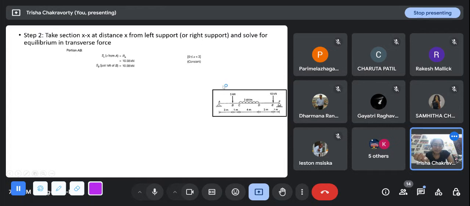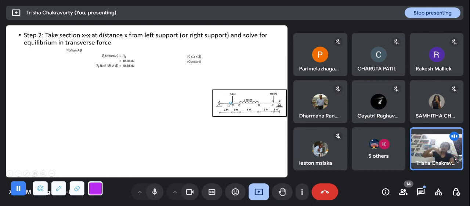In portion AB, just assume there is a section here that is distance x from A. X is a variable here. X ranges from 0 to 3 because I'm only looking at this zone, the AB zone. So x goes from 0 to 3. And now the shear force at this point, since RA I have already found to be 10.58: what we do for bending moment and shear force is we walk from one end. Imagine you are walking from A towards B and you stop at a point X from A.